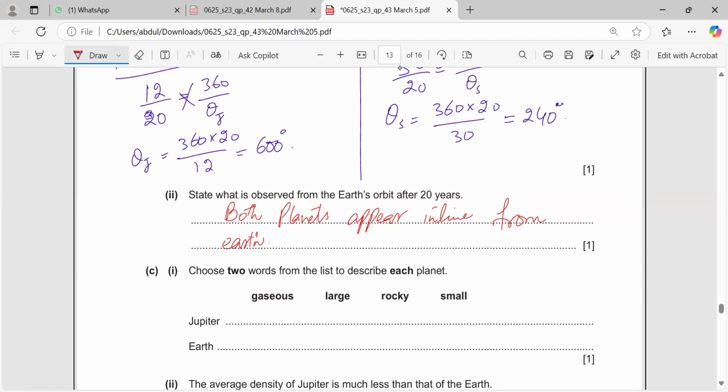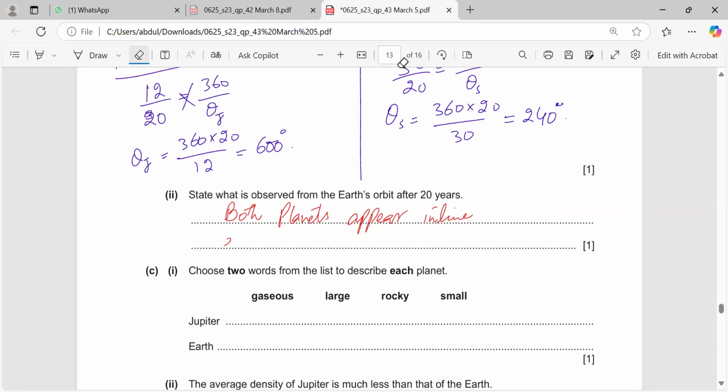I think from Earth I should not write, but you should write both orbits appear in a line. That's better. Or they are aligned. That will be okay.